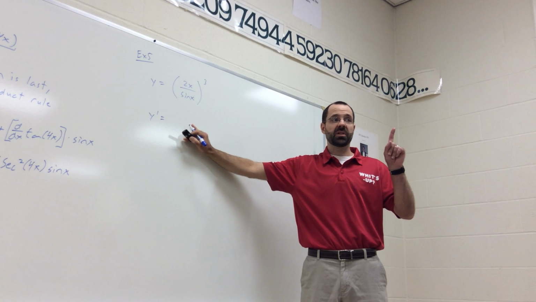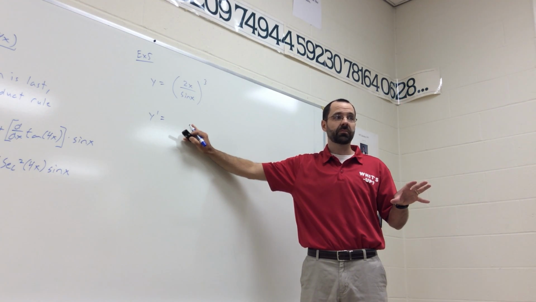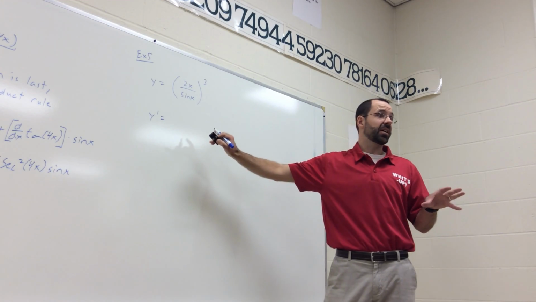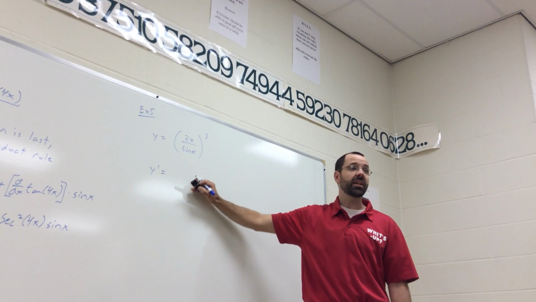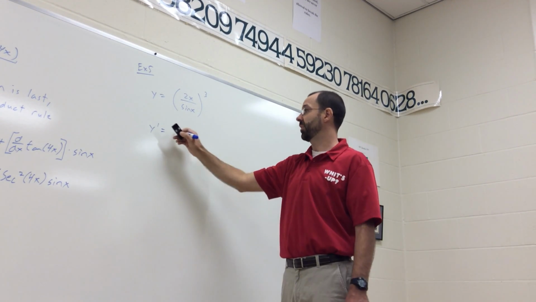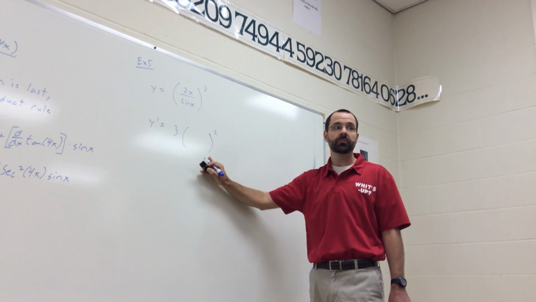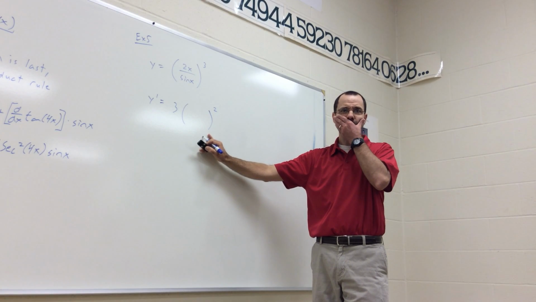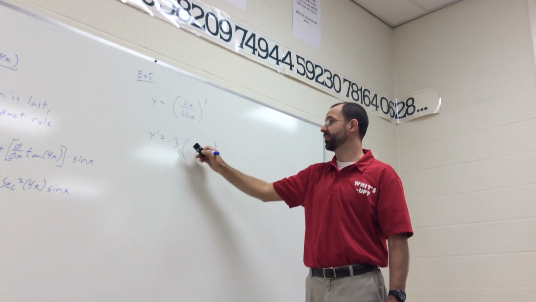Okay, so the first step is the outside function, x cubed. The derivative is 3x squared. Now I have to take the inside function, which is this whole mess, and plug it into 3x squared. So that's going to be 3 times that squared. So what goes inside is the regular inside.